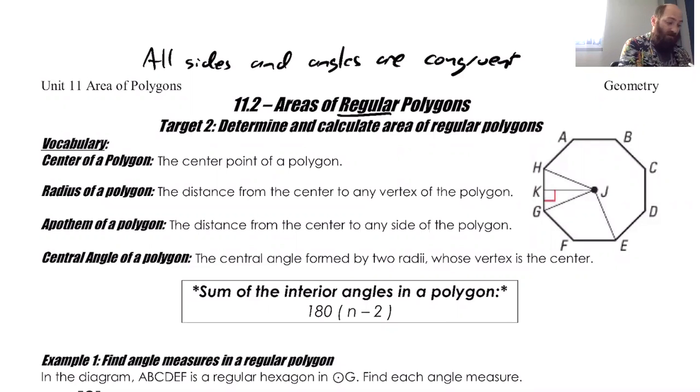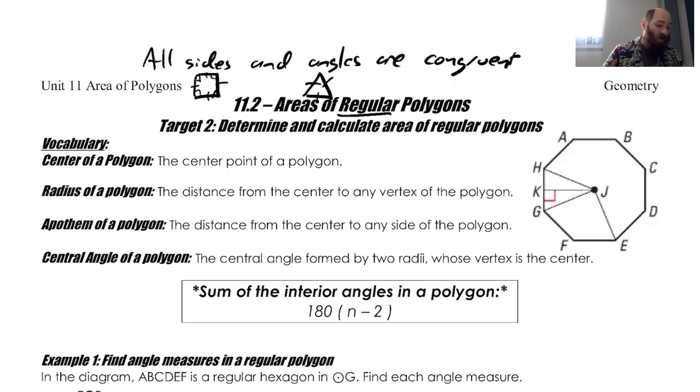You've done stuff like that. It's a square. Remember, it's got 4 congruent sides and 4 congruent angles. Also an equilateral triangle: all 3 sides are the same, all 3 angles are the same. So that's what we're dealing with here, regular polygons, but we're going to go bigger than 4 sides.